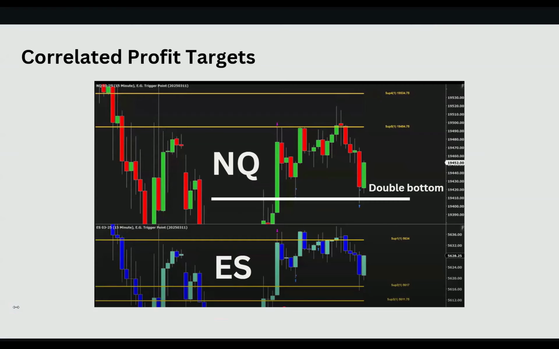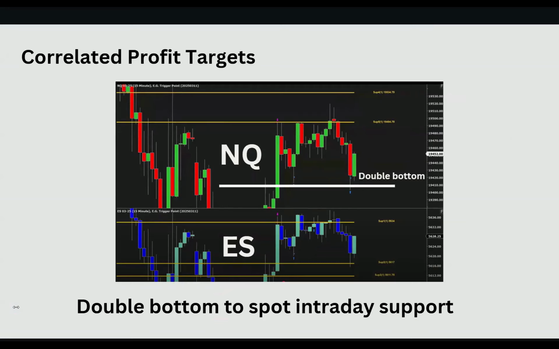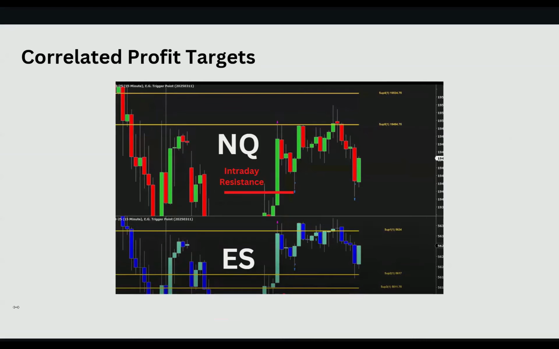Can you guys see a double bottom here? Double bottoms are often used for spotting intraday support levels. They can be very useful for spotting profit targets, especially when there's a large distance between the trigger points in the current instrument you trade. But let's take a look carefully here in the left side.